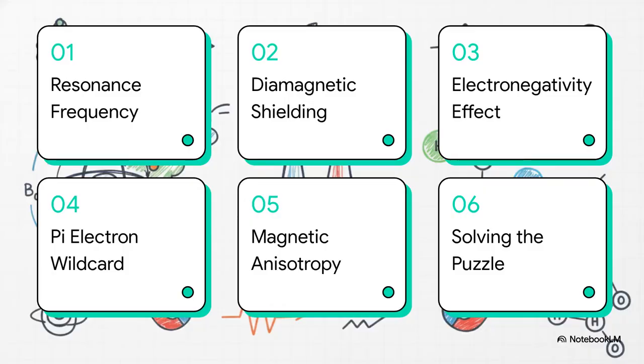Here's our roadmap for today. We'll kick things off with a resonance frequency mystery, then move on to local diamagnetic shielding, the electronegativity effect, tackle the pi electron wildcard, explain magnetic anisotropy, and finally, bring it all together to solve the molecular puzzle.